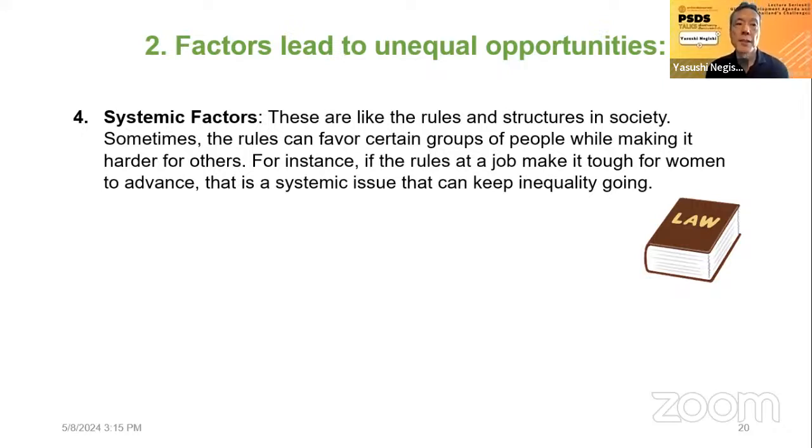The fourth is systemic factors. These are like the rules and structures in society. Sometimes the rules can favor certain groups of people while making it harder for others. For instance, if the rules at a job make it tough for women to advance, that is a systemic issue that can keep inequality going. So these are the systemic factors.